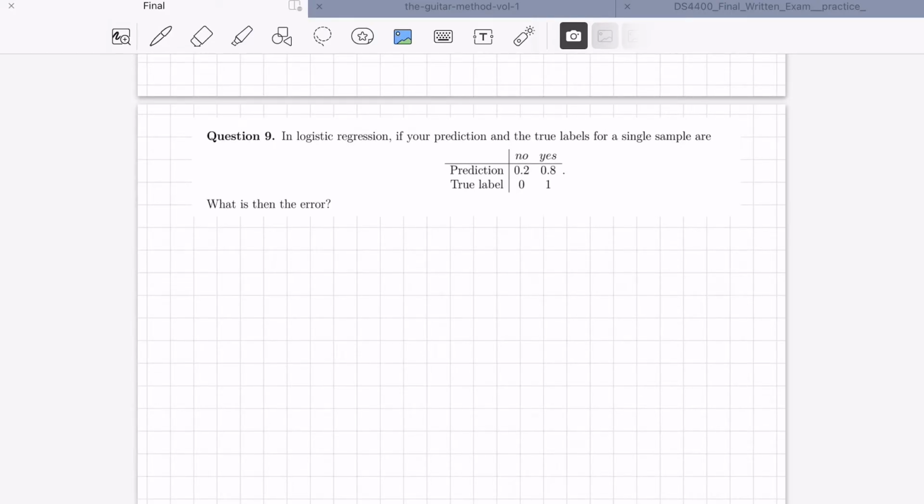Hey guys, in this video we're going to be solving the following problem about logistic regression. For this problem, I'm going to assume you know the logistic regression objective, which we call the average logistic error. If you don't know about it or you want more information on it, I would suggest looking at the lectures, or you can take a look at the video I created for the DS 4400 midterm exam, where I go into more detail about the derivation of that objective.